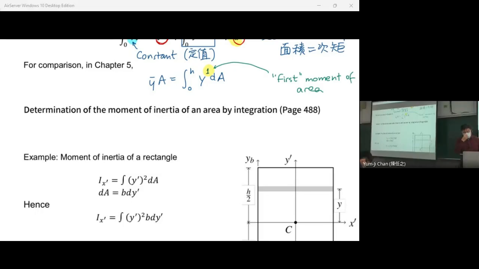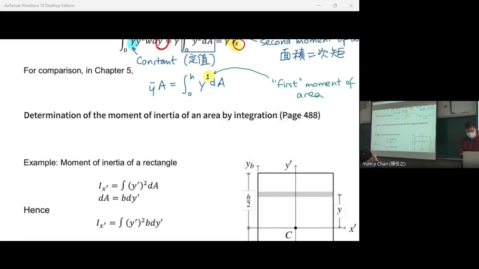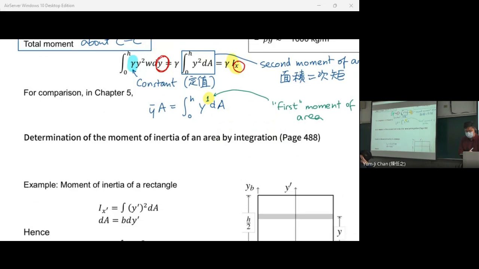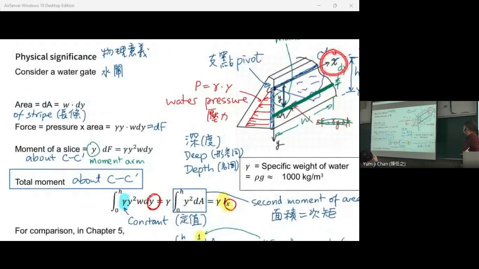And we come back to here. So we determine the moment of inertia, or second moment of area, by integration. Now, as we have mentioned, in this case, this one is the x-axis. So this is the second moment of area about the x-axis.